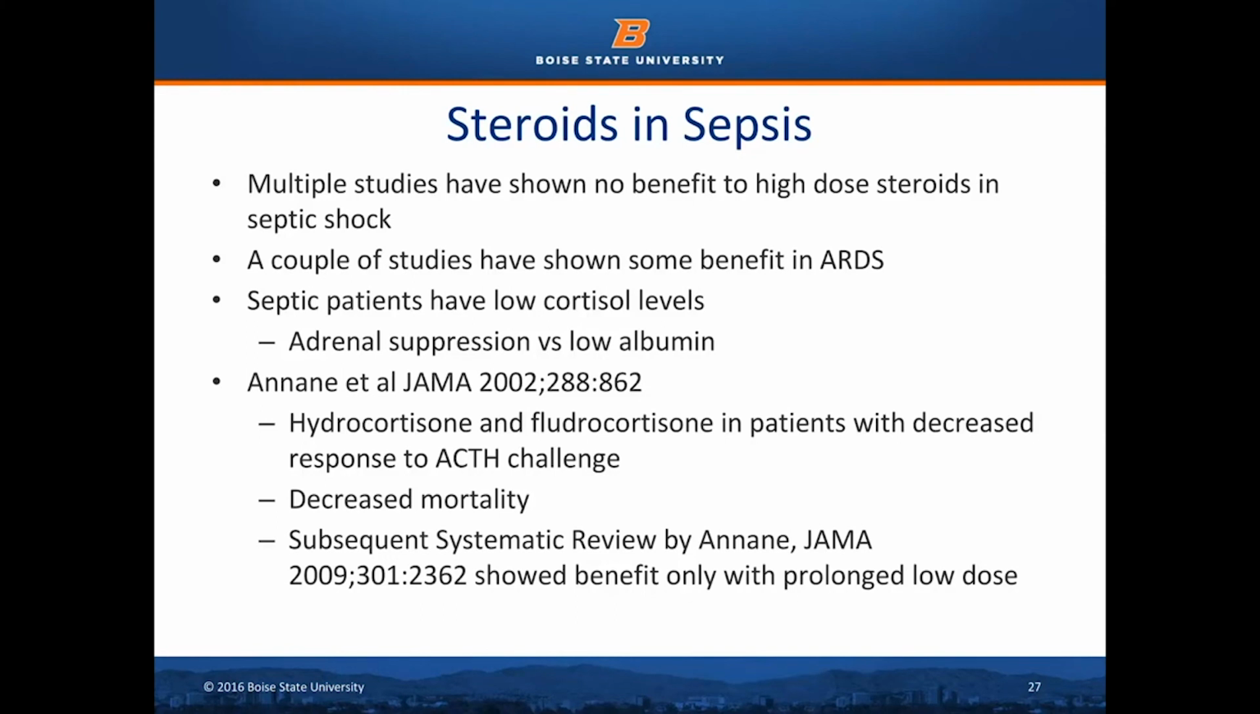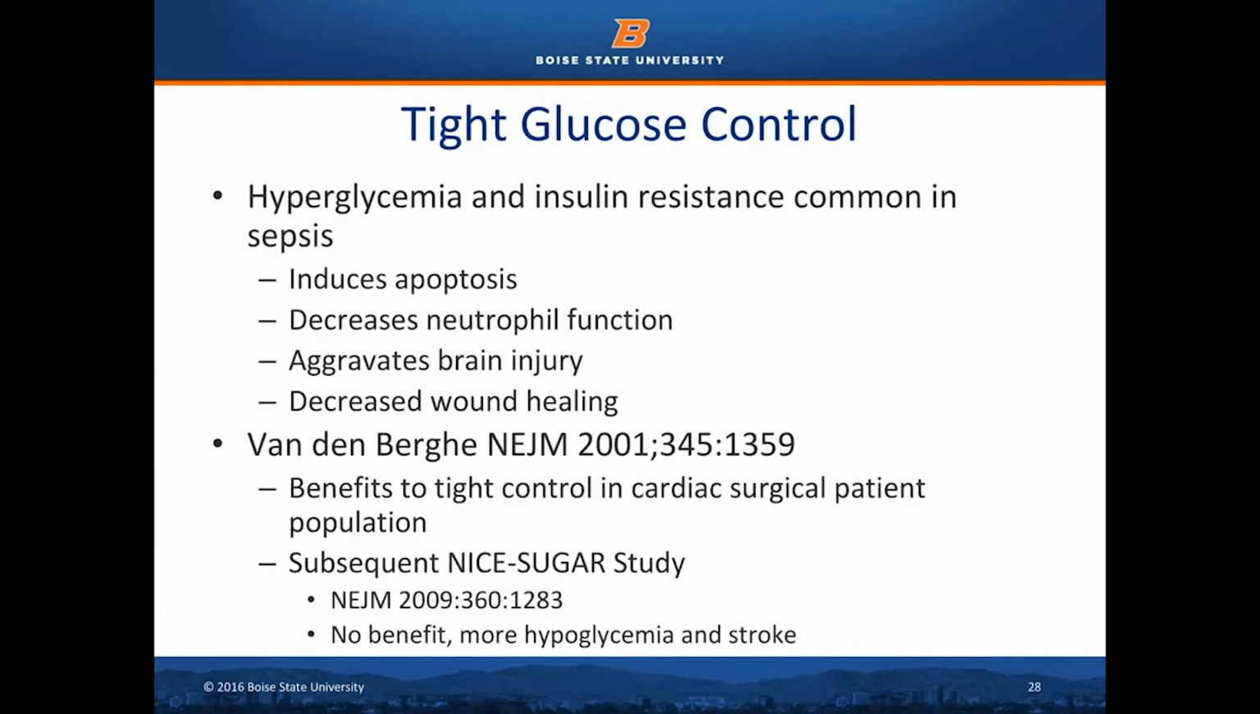decreased mortality. He subsequently did a systematic review of a whole bunch of studies and showed that basically putting them on low-dose replacement therapy, so not the anti-inflammatory high-dose corticosteroid, but just replacement therapy, does seem to improve outcomes. So that is something to think about doing in your patients.